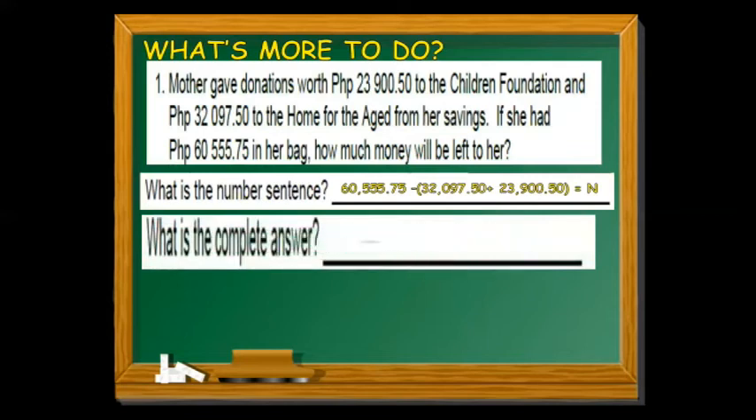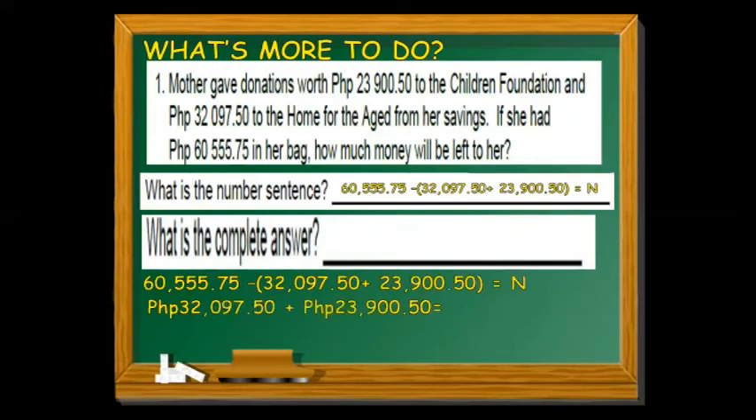So here's the solution. So we need to add first the two donations na binigay natin. 32,097 and 50 cents plus 23,950 cents. Itong dalawang, pag-aadin muna natin siya at makukuha natin yung total number of donation. 55,998. Yan yung total donation natin.